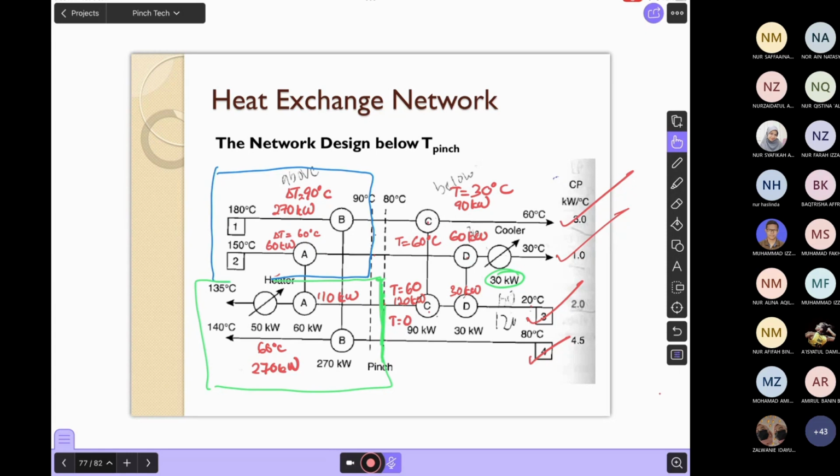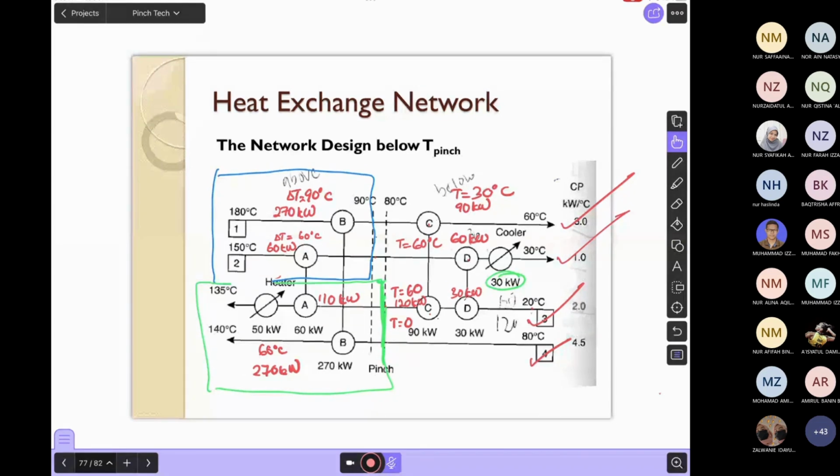Okay, so conclusion, you have to make conclusion. How many overall? How many cooler? How many heater? How many heat exchanger that is required for this network? So you just calculate. Number of heat exchanger is equal to A, B, C, D, which is 4 units.